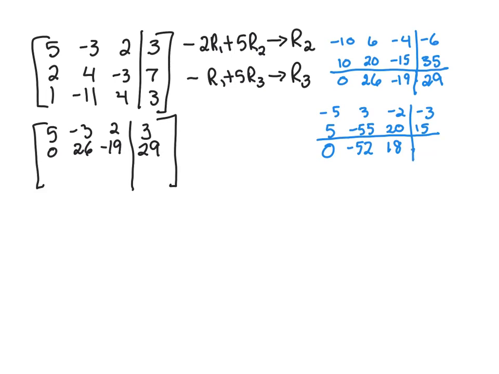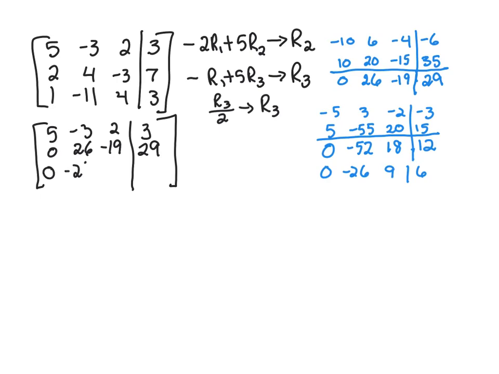+18 and a +12. That is my new row 3. Wait just a second. You see that these are all even numbers. So before I put that in there, I'm going to say row 3 divided by 2. Make my numbers smaller and easier to work with. You're dividing both sides of the equal sign by 2, so you're not changing the value of anything, right? So I'm going to get a 0, a -26, +9, and a 6. That's my new row 3.